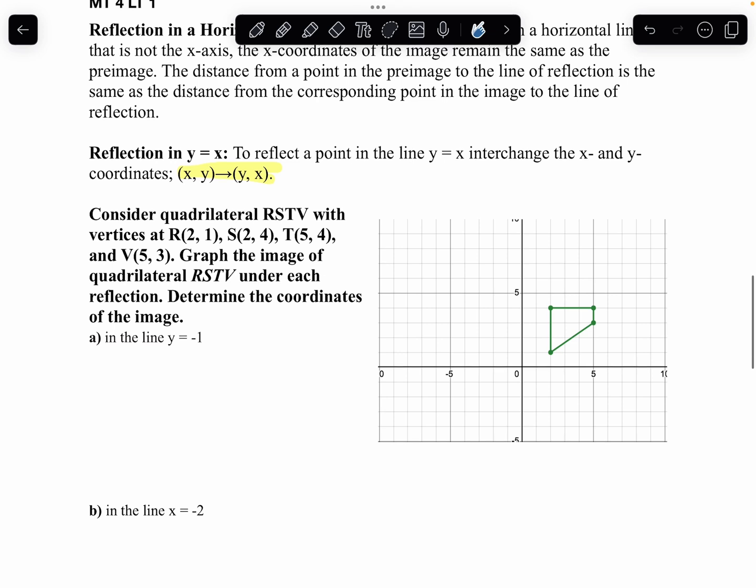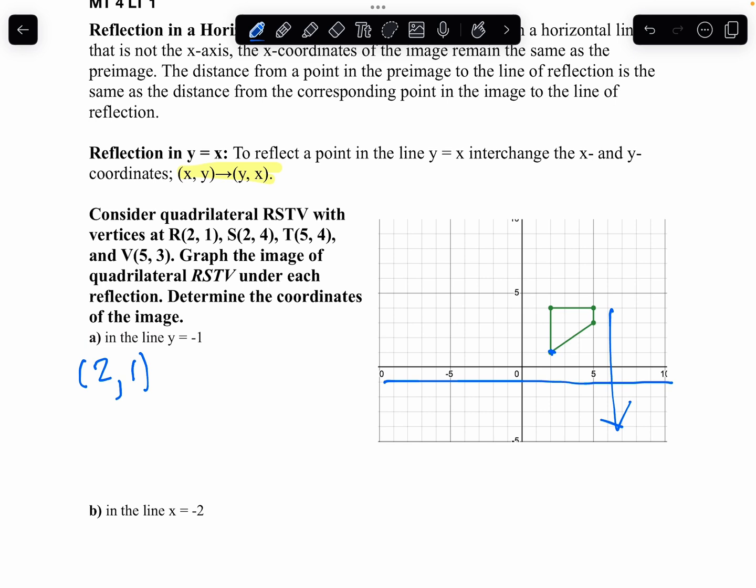Now let's take a look at this image right here. We're going to reflect it across the line y equals -1. So I've got this line right here. So what happens is my shape is going to move across my line. So I'm going to take my point, for example, 2, 1. And 2, 1 is right here.